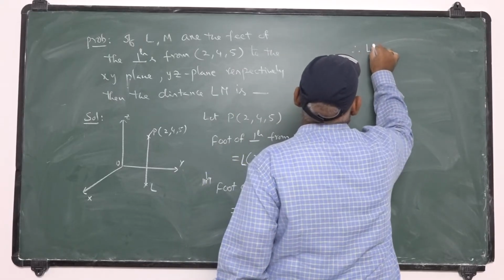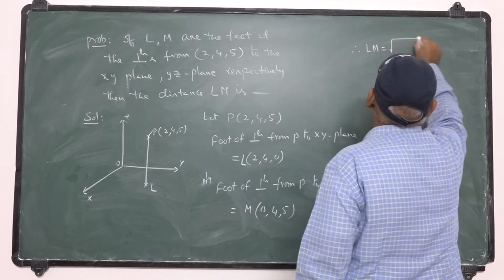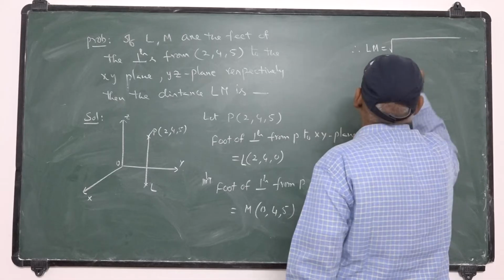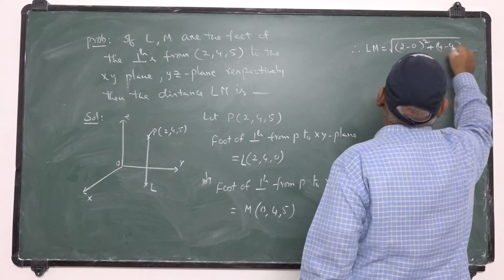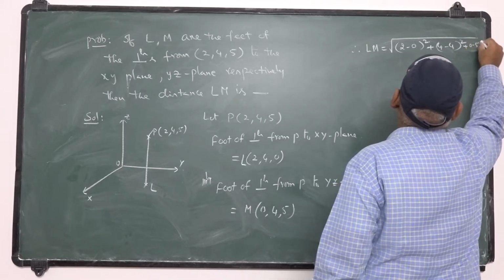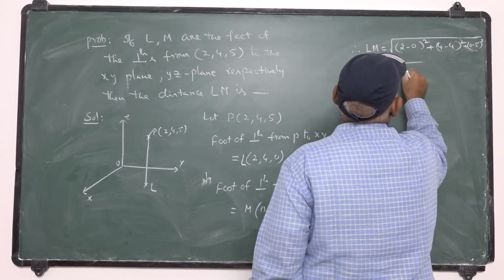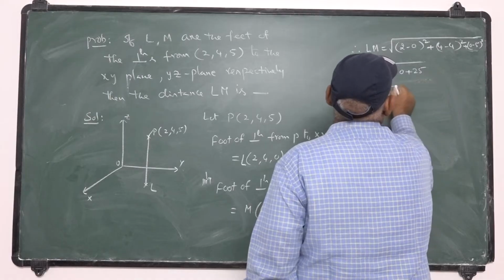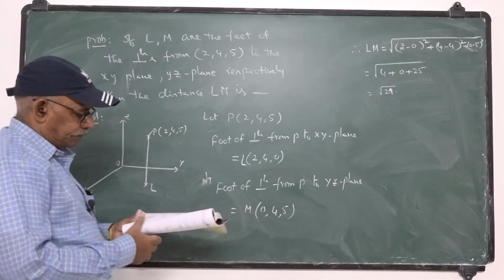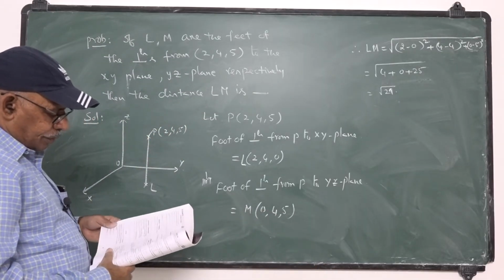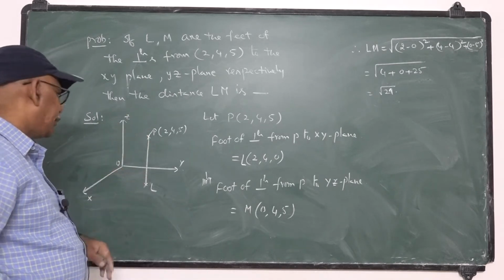Therefore, the distance between L and M, by the distance formula, is (2 minus 0) whole square plus (4 minus 4) whole square plus (0 minus 5) whole square, which gives us 4 plus 0 plus 25, which is root 29. So based on the feet of the perpendiculars, you can find the distance between the feet of the perpendiculars from P to the XY plane and YZ plane.